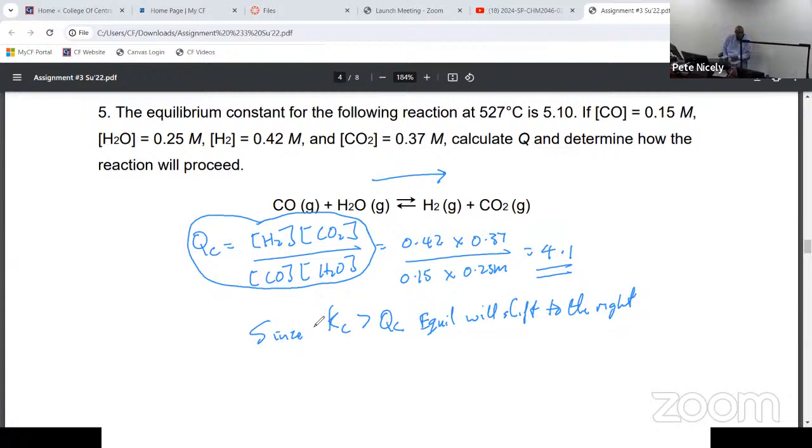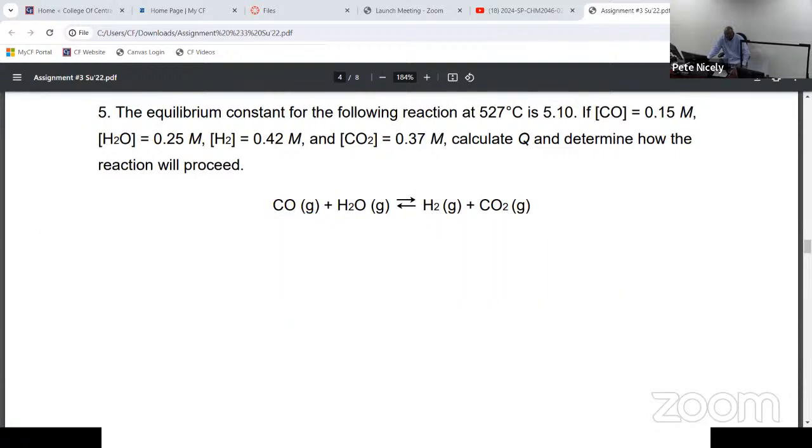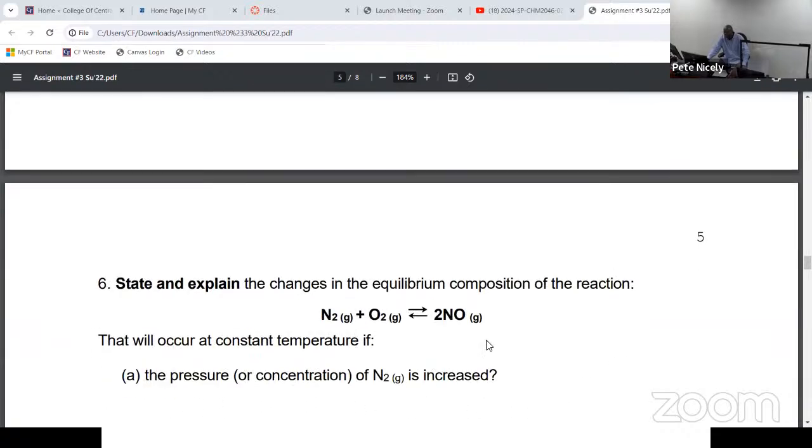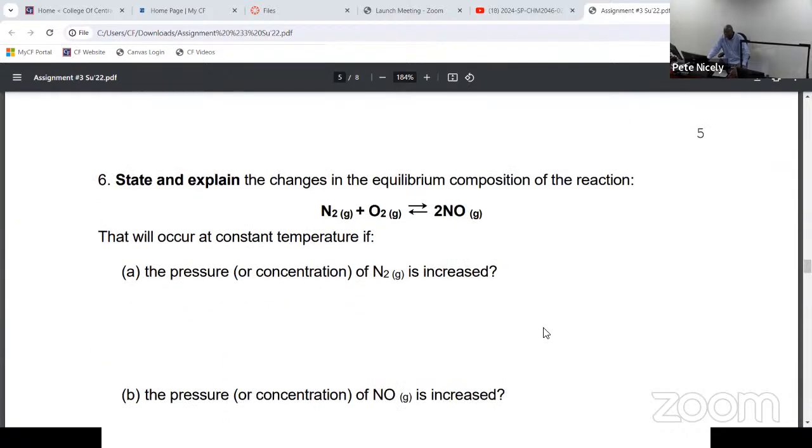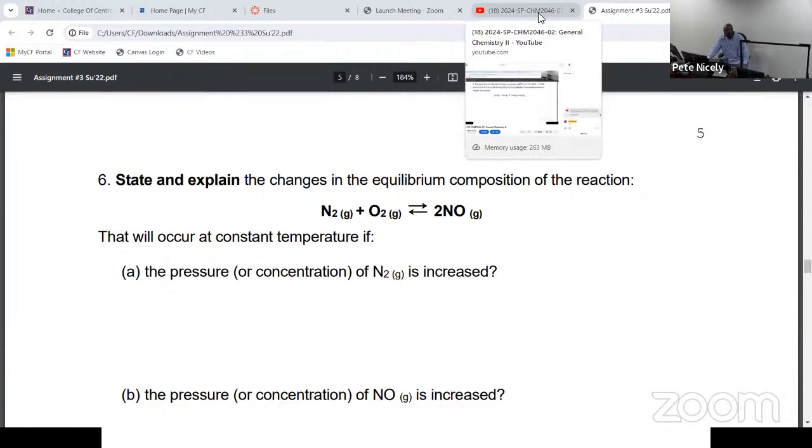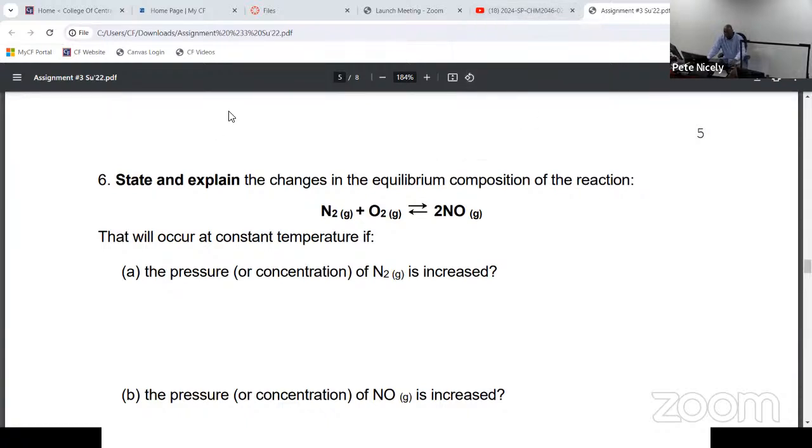All right? Any questions about this one? Going once? Going twice? Okay, so there may be one more question. Oh, this one is a Le Chatelier's question. But we have to cover some other topics before we can do this question. So let me leave that for the time being and go back to the PowerPoint.